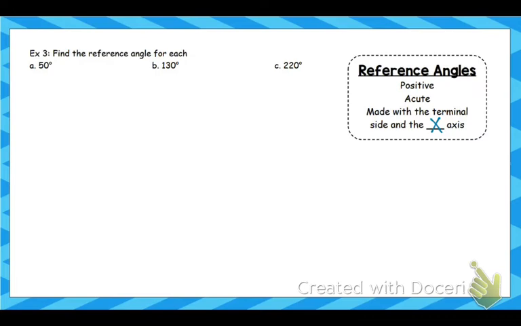So what we're going to do is start by drawing this angle. So 50 degrees. 50 degrees is in quadrant 1. So our reference angle is the positive acute angle that's formed by the terminal side and the x-axis. So what I'm looking for is how much distance is in that yellow shaded part. Well, this first one's pretty easy because this is 50 degrees and this is 0. That distance in between them is 50 degrees. But let's try another one that's in a different quadrant.